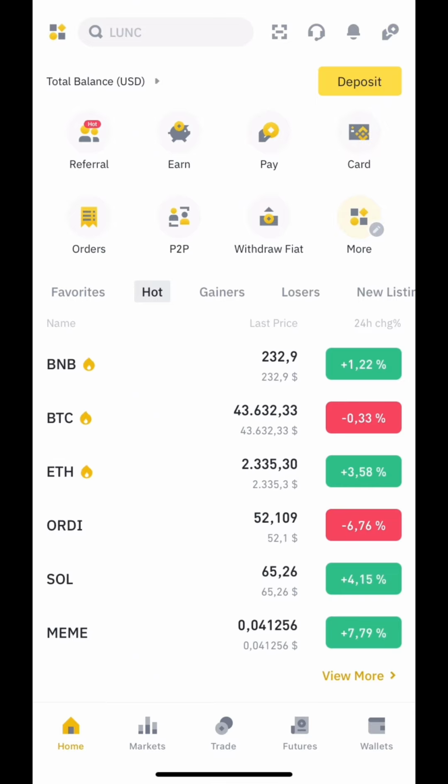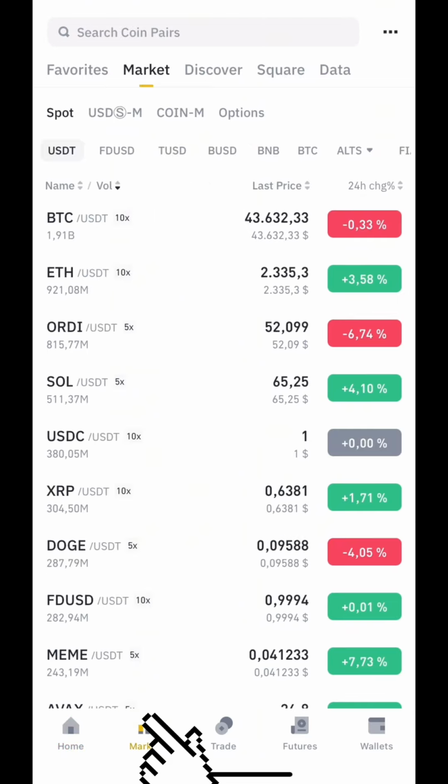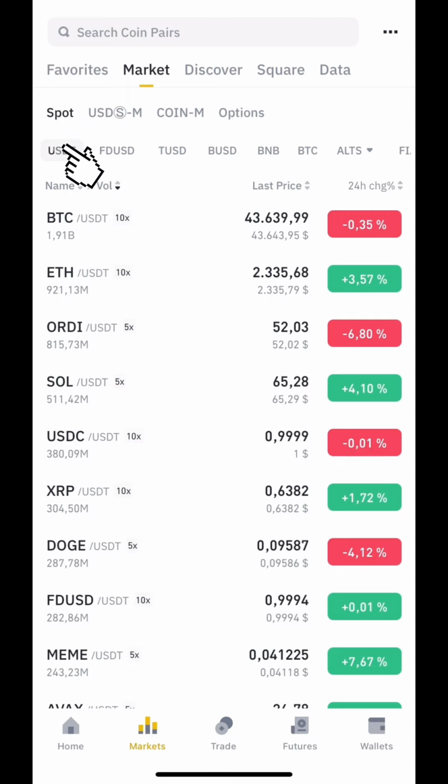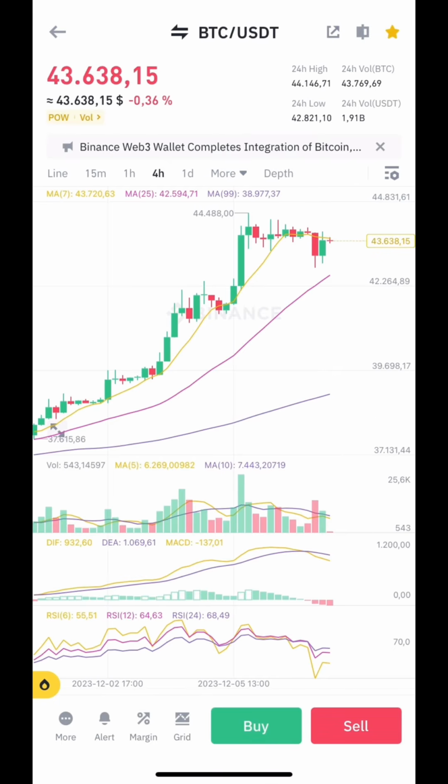Okay, let's start. Press the button Markets. Then choose Market, Spot, and USDT. Here we are. Let's start to do some trading settings. Choose your trade pair. In my option, it will be BTC USDT. Here you can see a chart of Bitcoin. Choose your comfortable price or put the price you have chosen.